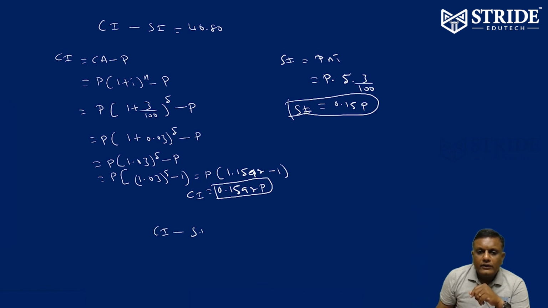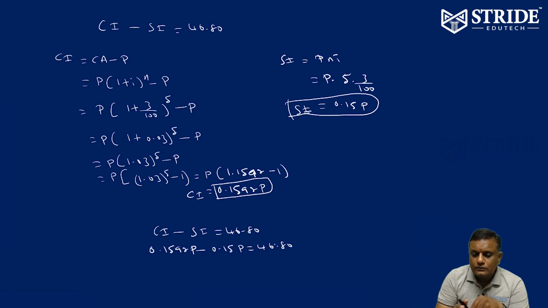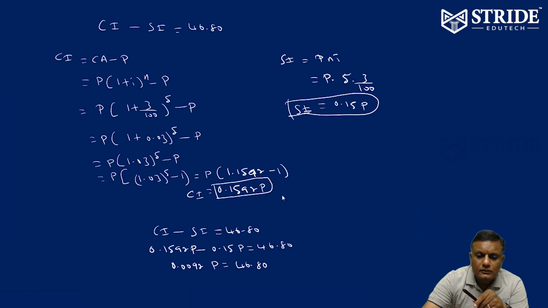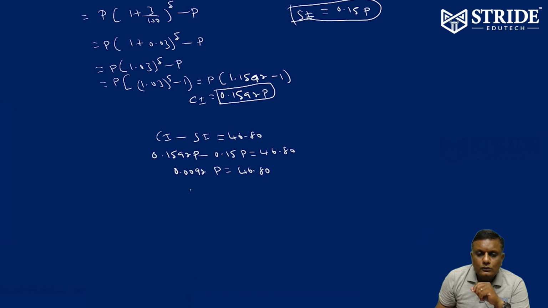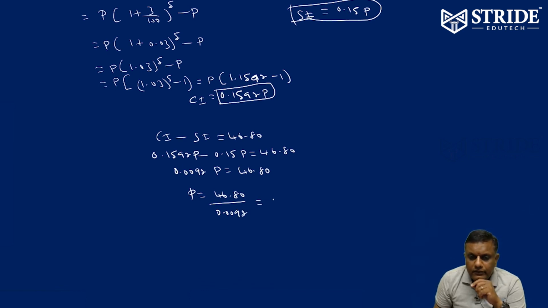compound interest minus simple interest is equal to 46.80. Compound interest 0.1592 P, simple interest 0.15 P, is equal to 46.80. 0.0092 P is equal to 46.80. P is equal to 46.80 by 0.0092, which is 5086.95.